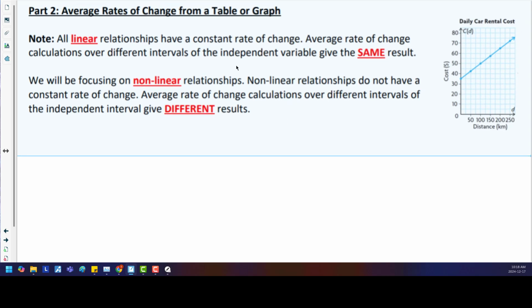All linear relationships have a constant rate of change. Remember, first differences for a linear relationship are the same. Average rate of change calculations over different intervals of the independent variable give the same result. So this is for a linear relationship. We will be focusing on nonlinear relationships. Nonlinear relationships do not have a constant rate of change. Average rate of change calculations over different intervals of the independent variable give different results. So if you have a nonlinear function, depending on the 2 points you choose, you can have very different slopes.